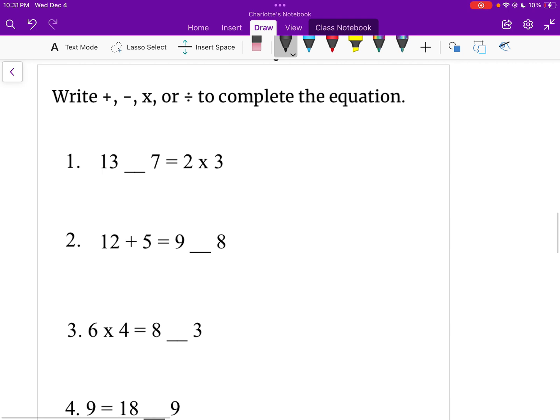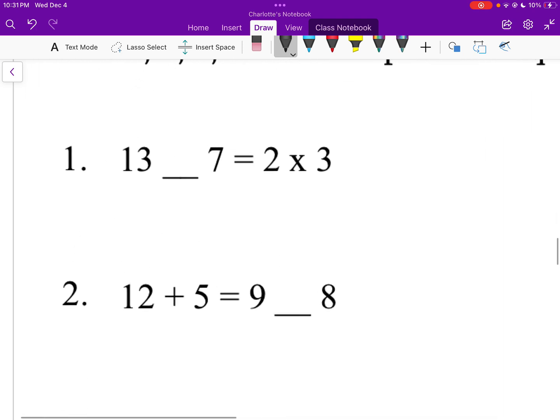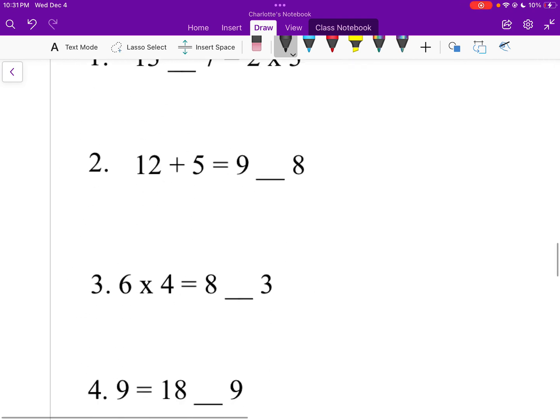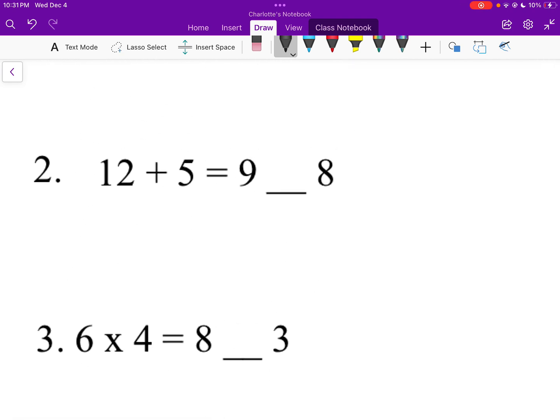Write plus, minus, times or division to complete the equation. So 13 blank 7 equals 2 times 3, which is 6. So 13 minus 7 makes 6. So this is subtraction. And 12 plus 5 equals 9 blank 8. So 12 plus 5 is 17. And we need 9 plus 8 to make 17.